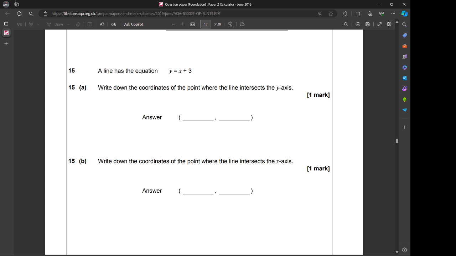15b: write down the coordinates of the point where the line intersects the x-axis. The x-axis is when y is equal to 0. So you have 0 equals x plus 3. You minus 3 on both sides, we get x is minus 3. So it'll be (-3, 0), and that is my final answer. Does that make sense, guys? Let me know.